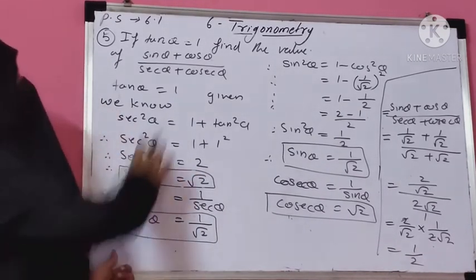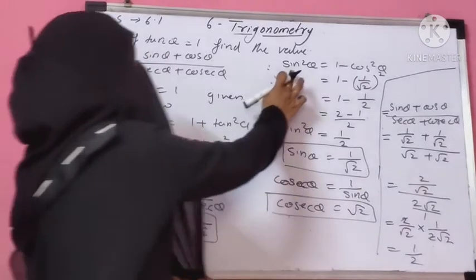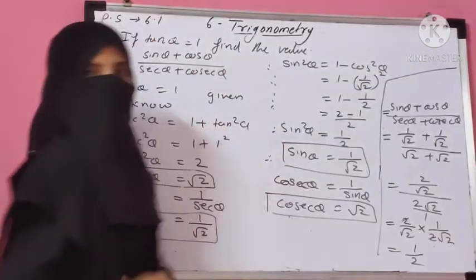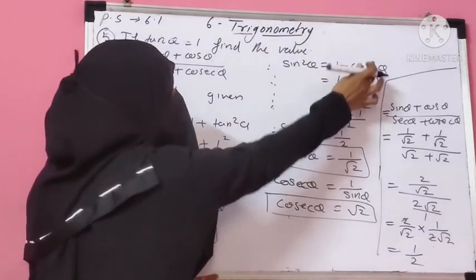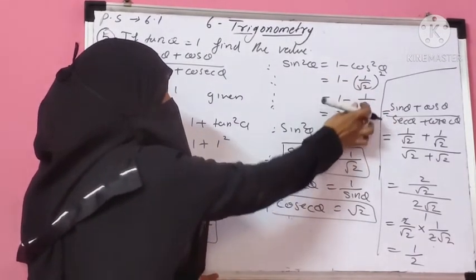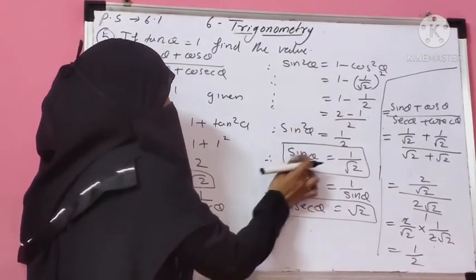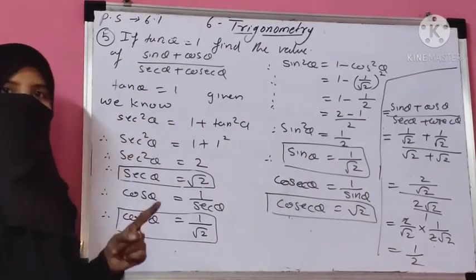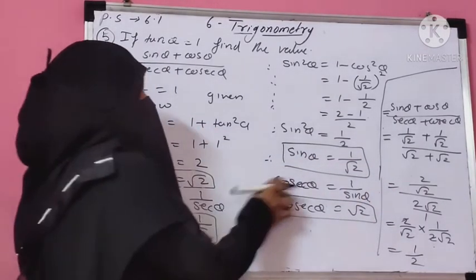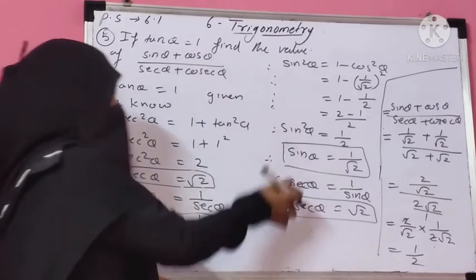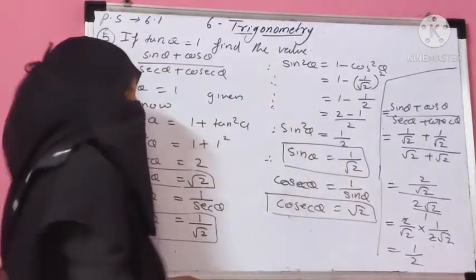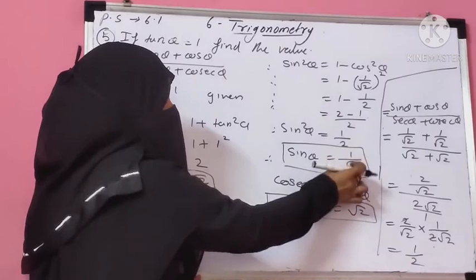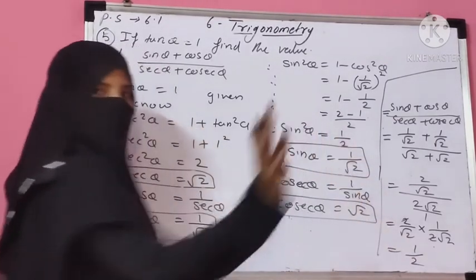Now the cos formula is related with sin. So apply the formula, sin square theta is 1 minus cos square theta. 1 minus 1 upon root 2 square, 1 upon 2, so 2 minus 1 divided by 2. So the sin theta value you get is 1 upon root 2. Okay. Now cosec is in inverse relation with sin. So cosec theta is 1 upon sin theta. So if sin is 1 upon root 2, then cosec theta is root 2.